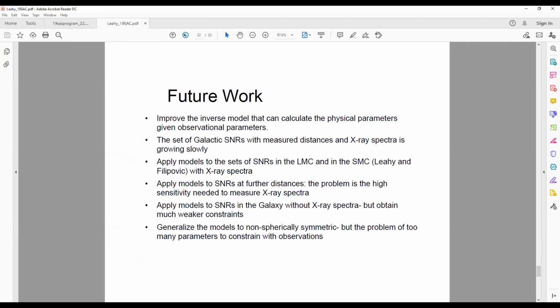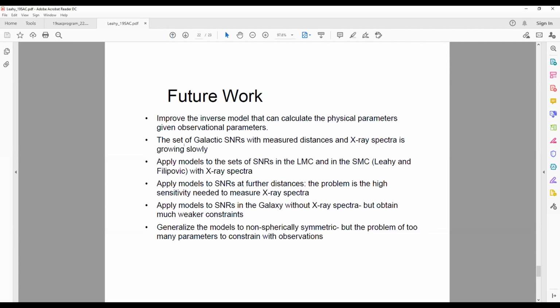Okay, I think I'm out of time here. So there are still improvements that could be worked on the model. Part of this was a bit tedious because the inverse model application is applying this forward model iteratively, but we can do smarter numerical work to make it faster and easier to apply to a big sample.